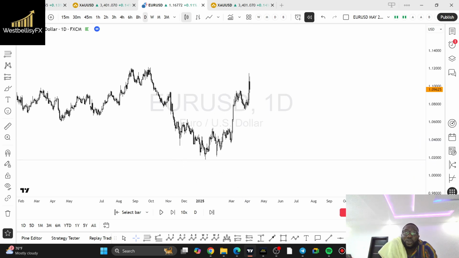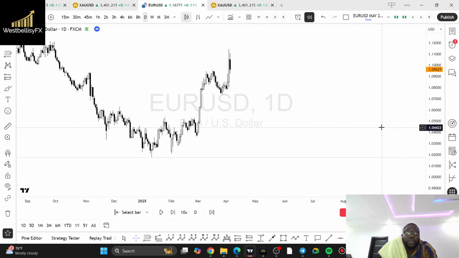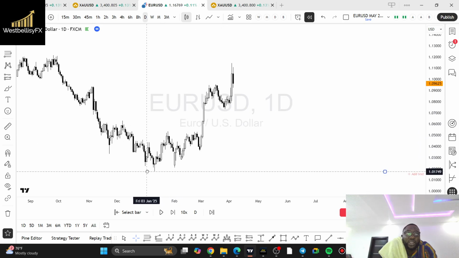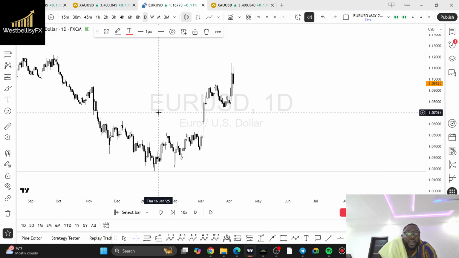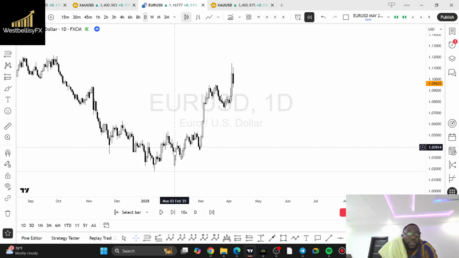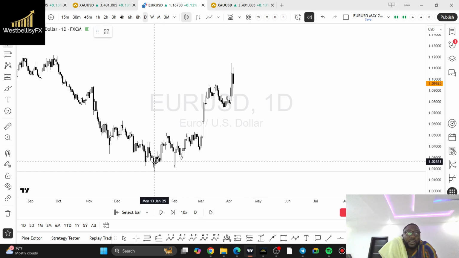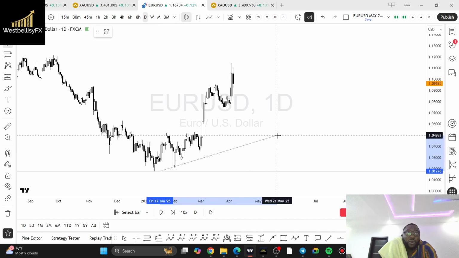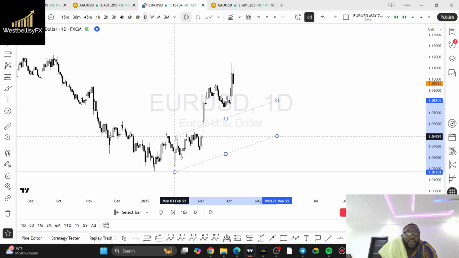Starting point here. On this, we have a larger degree. But I want you guys to pay attention to these levels here, okay? This whole area here. You can use any of the two, but I just want you to see what I'm doing now. So this is the starting point of wave one, then the end point of wave one. These levels here, excuse me.